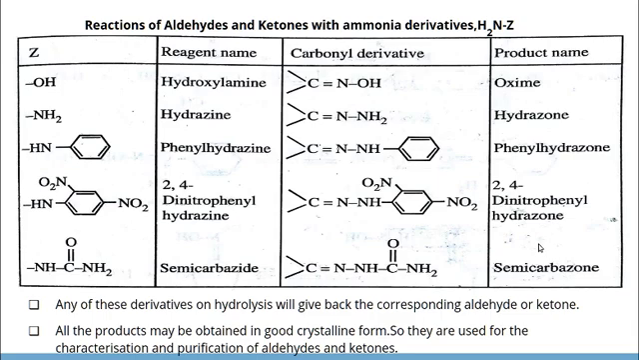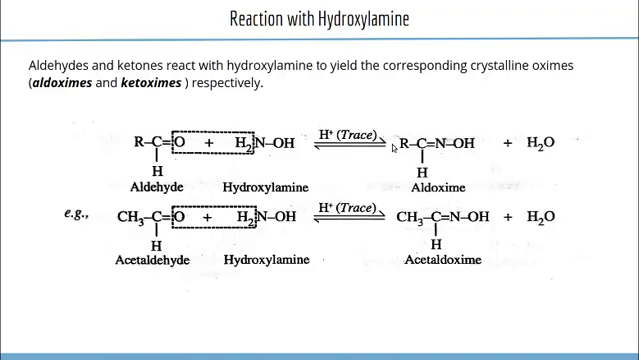So let us see the condensation reactions one by one with the different types of reagents. Here we are going to discuss the condensation reaction of aldehydes and ketones with hydroxylamine. First ammonia derivative is hydroxylamine. Aldehydes and ketones react with hydroxylamine to yield the corresponding crystalline oximes, as we already saw in the table: aldoximes and ketoximes respectively. With aldehydes we will get aldoxime, and with ketones we will get ketoxime as the final product.